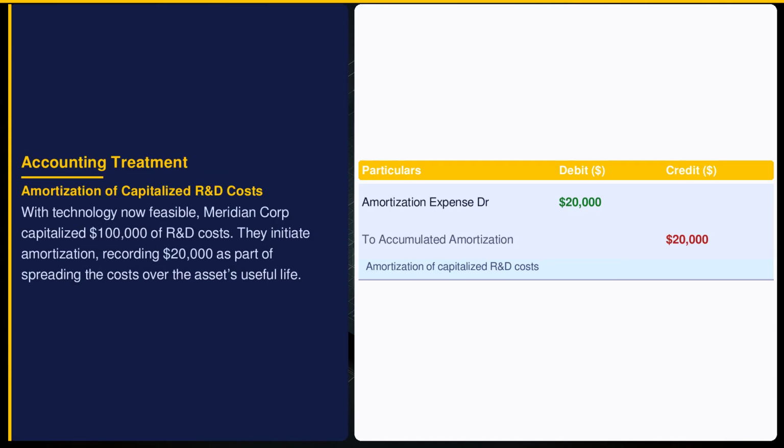ASC 730 requires amortization of capitalized costs over their useful life. Meridian Corporation's $20,000 amortization entry ensures systematic expense recognition, aligning with the asset's expected economic contribution. This methodical approach softens the income statement impact, reflecting prudent financial stewardship and strategic asset management.